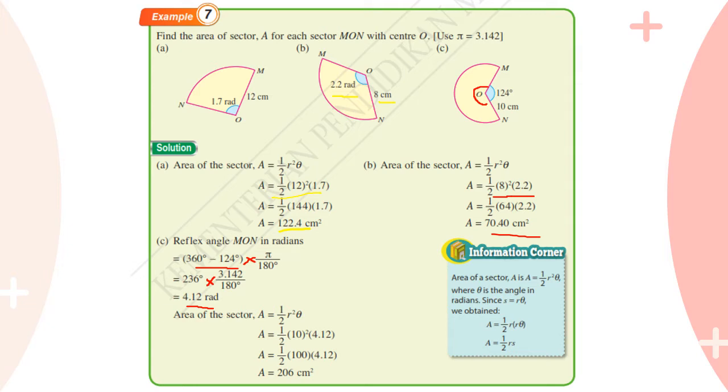Then using the formula to find the area of a sector, we just replace the value of the radius here, which is 10 centimeters, and the value of the angle here, which is 4.12 radians, and finally you will get the answer as 206 centimeters squared.